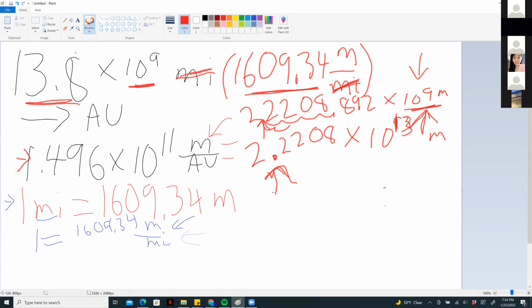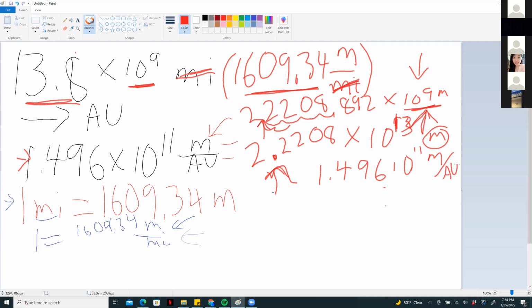And that's not quite the right conversion factor, right? We want to get rid of our meters, so we would want meters on the bottom. So we can either put this back in equation form and divide it to the other side to get something with meters on the bottom, or what happens if you divide? So right now we have 2.2208 blah, blah, blah times 10 to the 13 meters. If we divide that by 1.496 times 10 to the 11 meters per AU. This might be a little tricky.